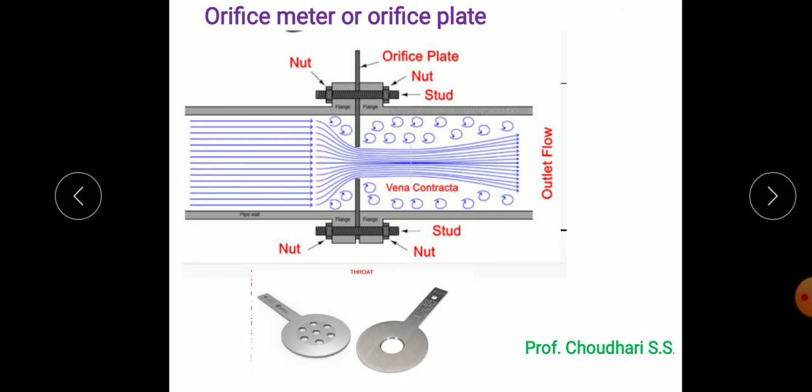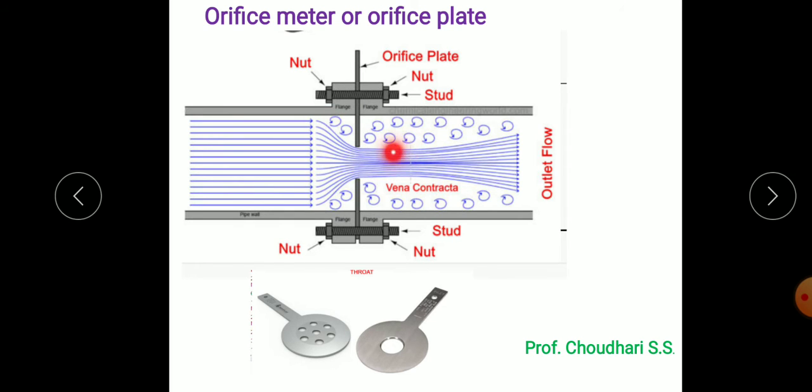So we can see our construction. This is a pipe. In that, this orifice plate is inserted in the flow path. To fix the orifice plate, the flanges are screwed. As the flow takes place, because of the small hole or small opening, the flow area will be reduced. Flow area will be reduced up to this point.